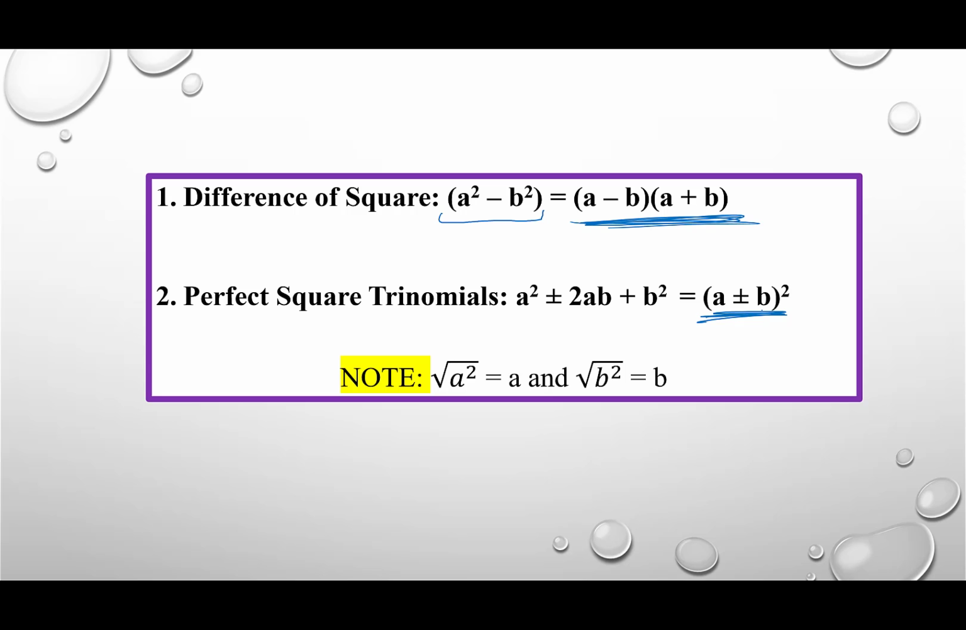Now, the reason I'm saying plus or minus is because it could either be a plus sign right after the a squared. If it's a plus sign, the answer will have a plus sign. If it's a minus sign right after a squared, the answer is going to have a minus sign. And then one thing I want you just to know is that when you take the square root of a squared, it equals a. And same when you take the square root of b squared, it equals b.